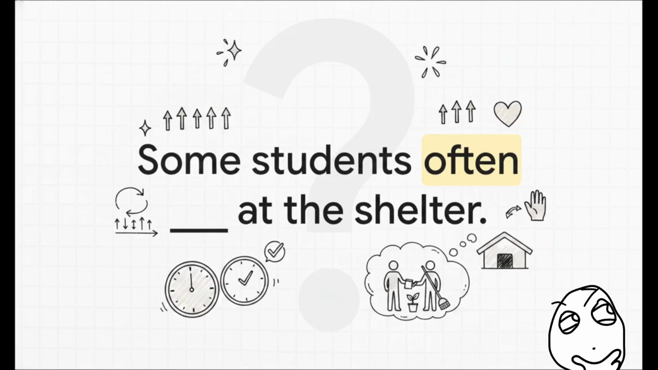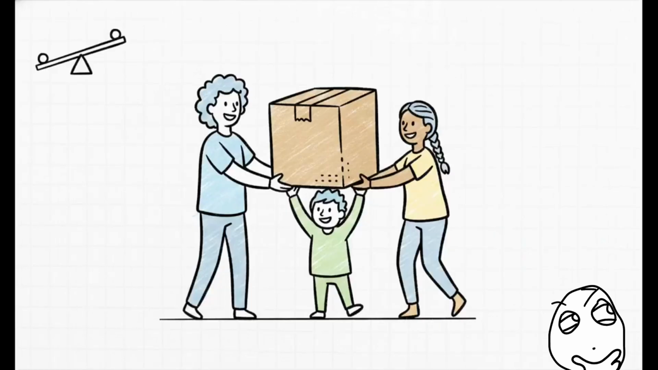Some of the students often blank at the shelter. Here's a tip. You don't even need to translate every single word. Just hunt for the key word. We see often right there in the middle. That's our green light for present simple. So goodbye to the past tense volunteered, and the future tense will volunteer. We're left with volunteer and volunteers. Which one are you picking? If you guessed volunteer without the S, you nailed it.